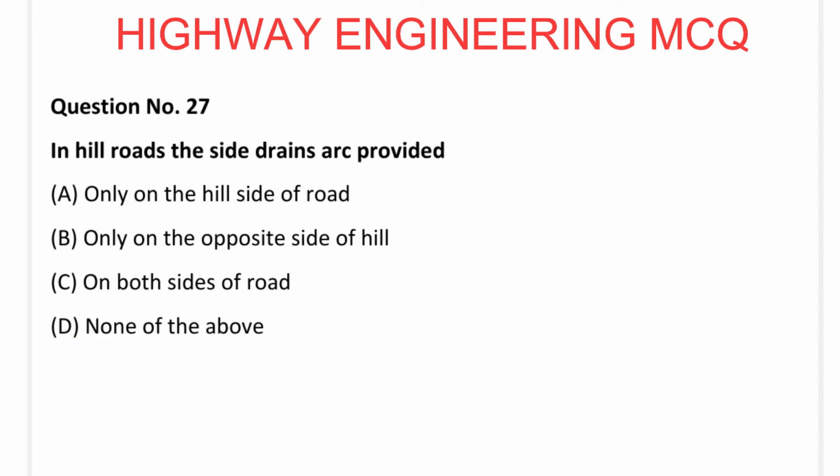So next question, in the hill roads the side drains are provided: A, only on the hill side of the road; B, only on the opposite side of the hill; C, on both sides of the road; or D, none of the above. So the correct answer is A, only the hill side of the road.